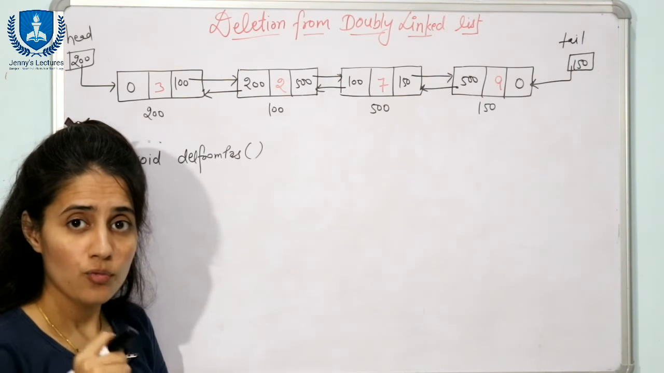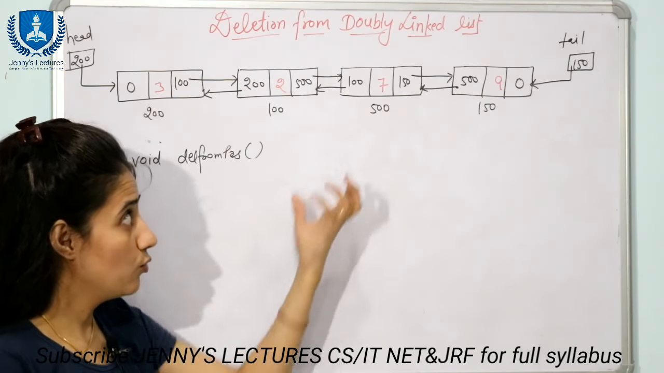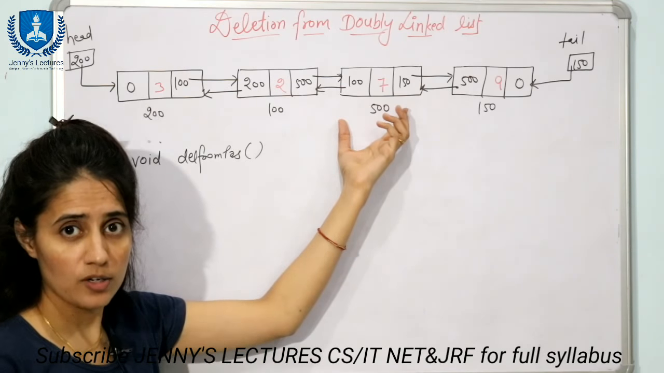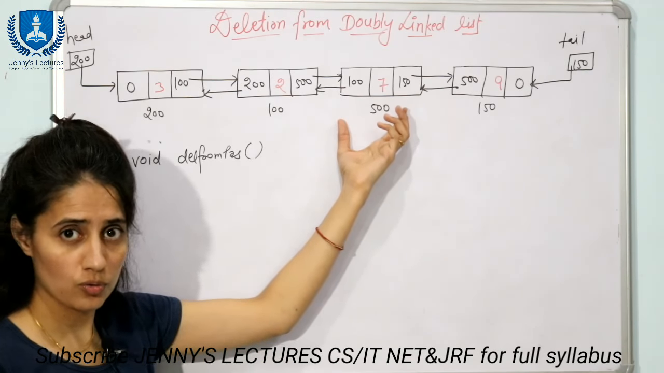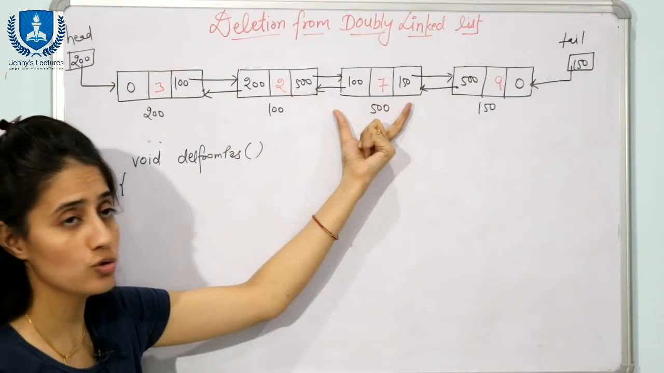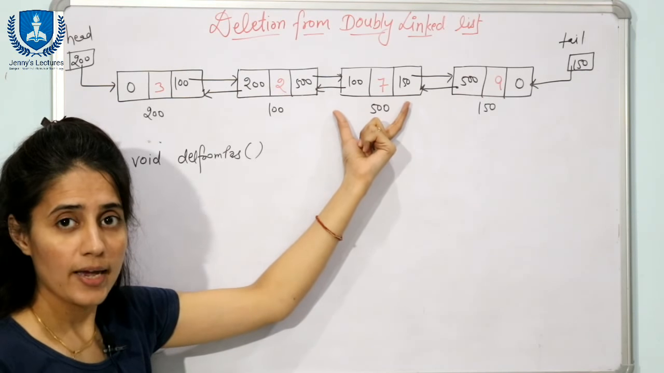And second thing, what is the need of the pointer? Obviously we want to free that memory. Fine. So I want to use that free function. So I need a pointer pointing to this node, so that I can free this.